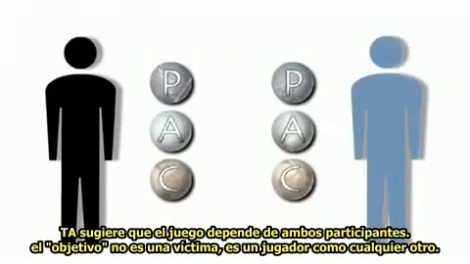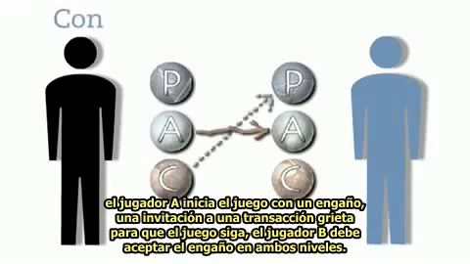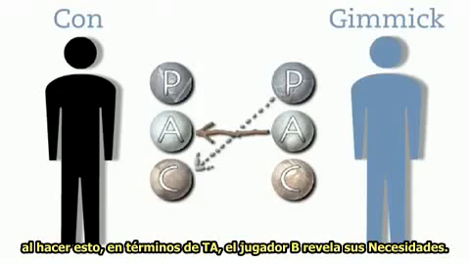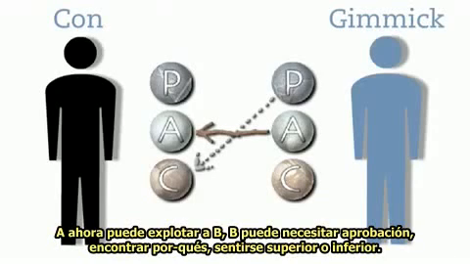TA suggests all parties in games are active participants, and sees the initiator's target not as a powerless victim, but as a very engaged player. To reflect that idea, TA assigns names to the contributions of the respective players. Player A initiates a game with a con, an invitation in the form of a split transaction. For a game to proceed effectively, player B must accept the con on both levels. By doing this, in TA terms, B reveals their gimmick, some kind of need that B has, which A can exploit. It could be a need for approval, or to seem wise or superior, or even inferior.